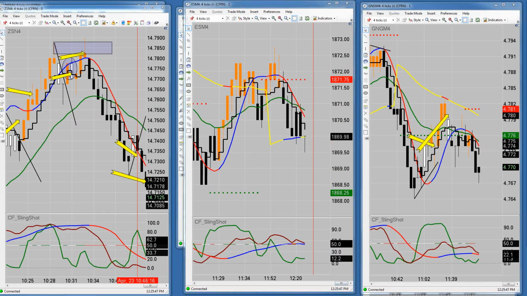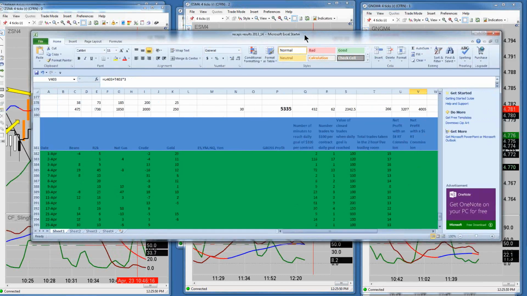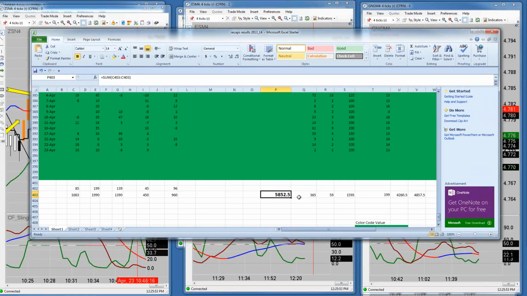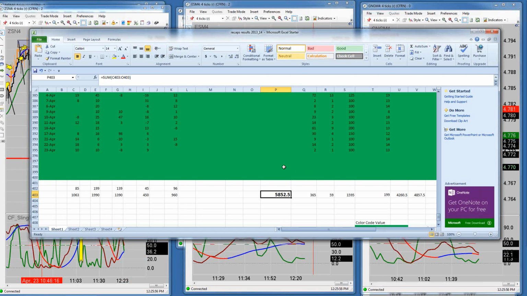I'm going to bring this up and show you this. Again, this is our spreadsheet for the month. We are up $5,852.50 a contract on the month of April.